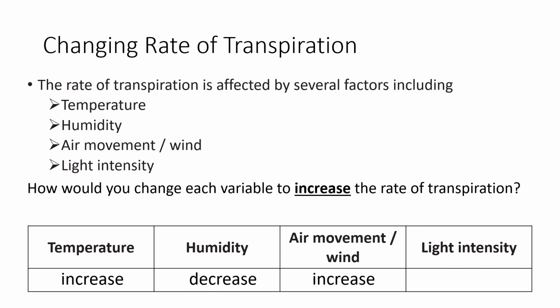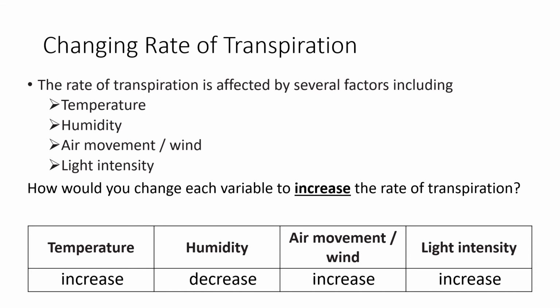In terms of air movement and wind, an increase in the air movement will increase the rate of transpiration, and light intensity, also an increase in light intensity will increase the rate of transpiration. The easiest way to remember it is try and think about if your clothes were outside and you put them on a washing line to dry, what conditions would make your clothes dry the fastest?